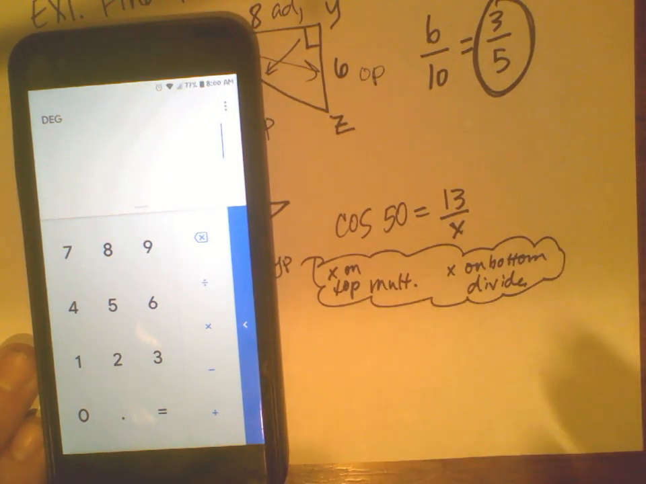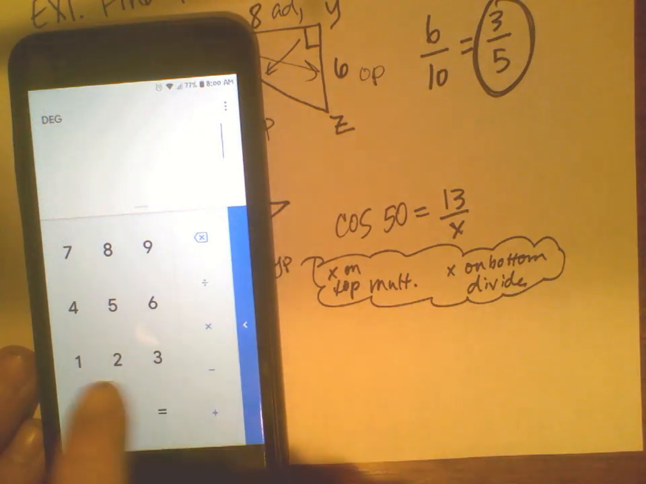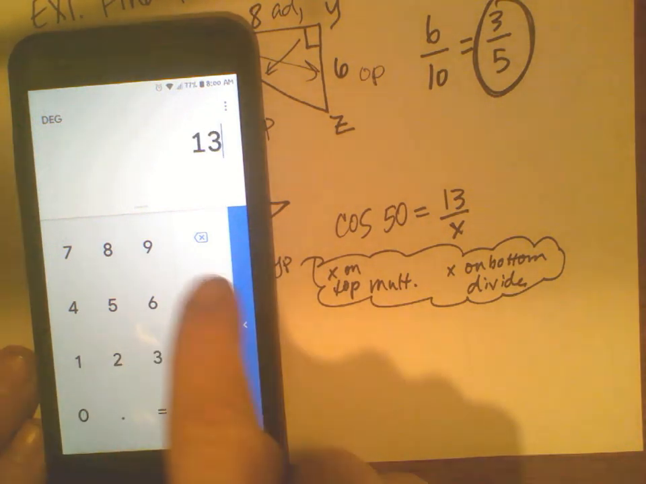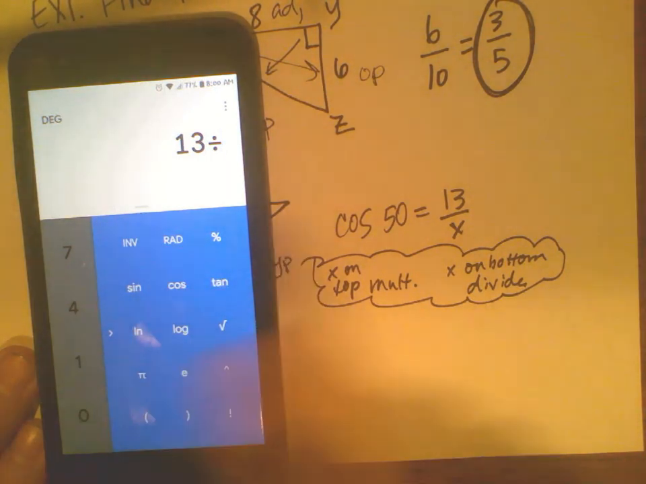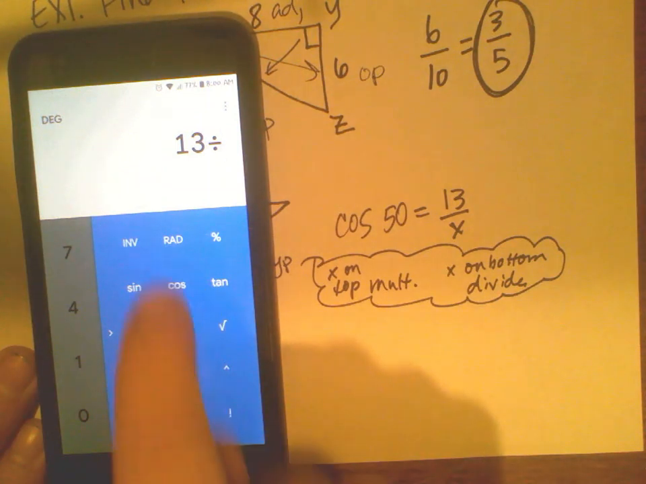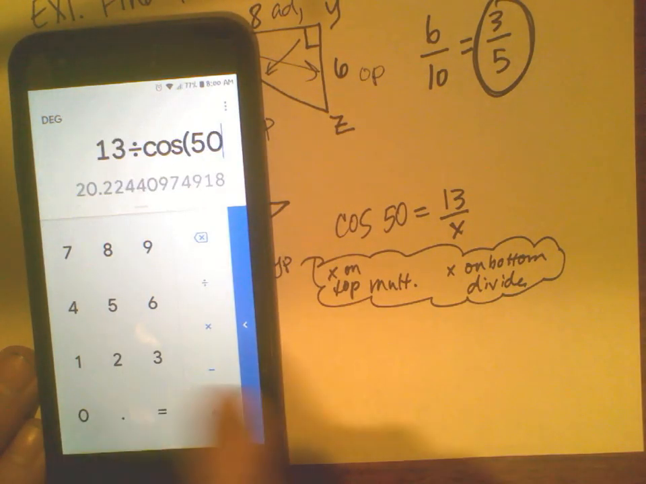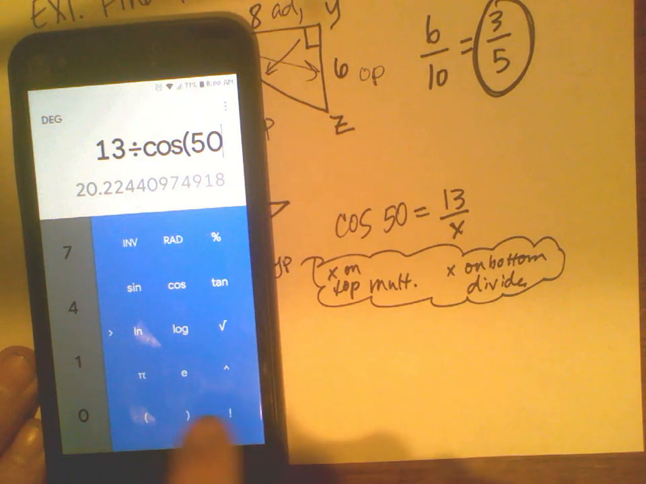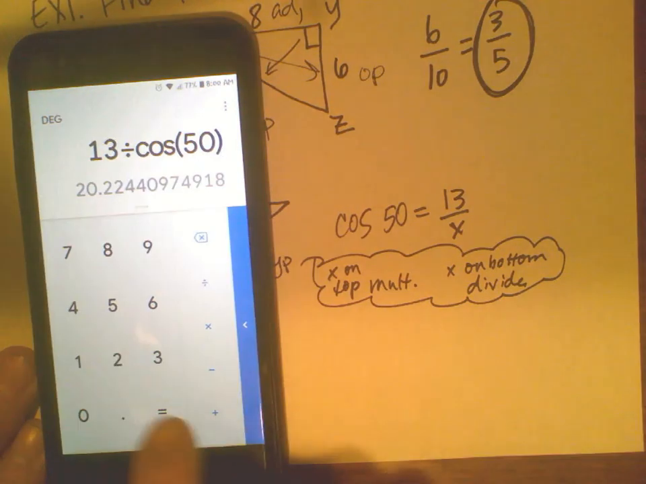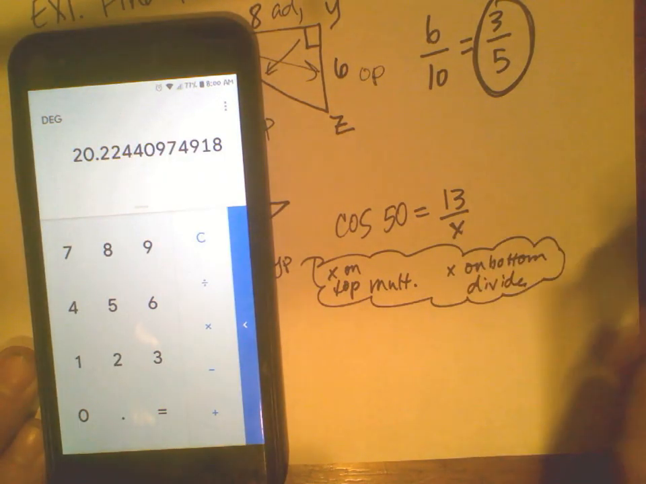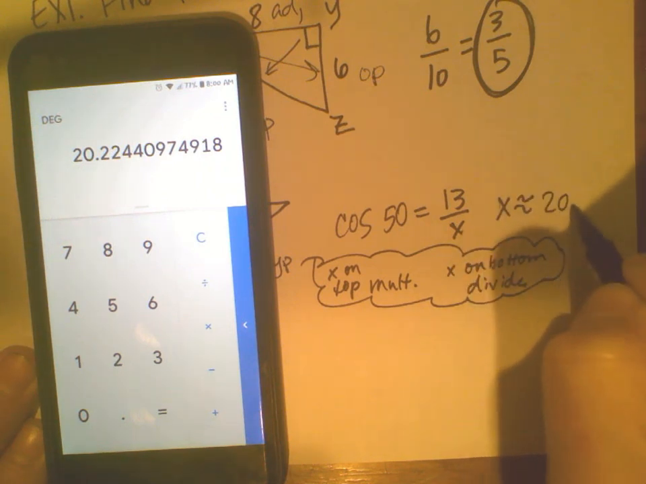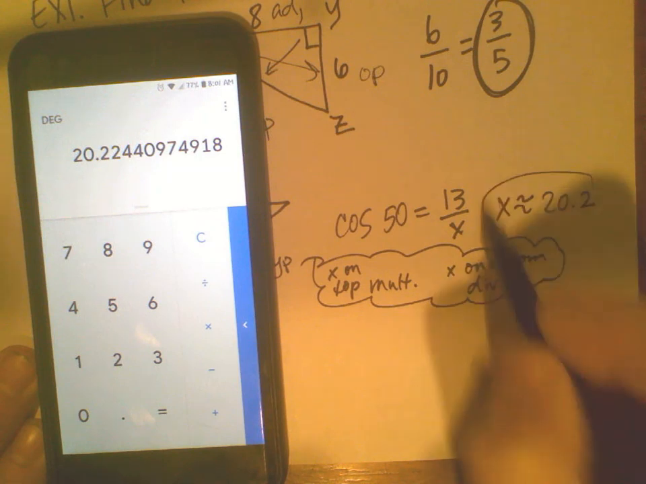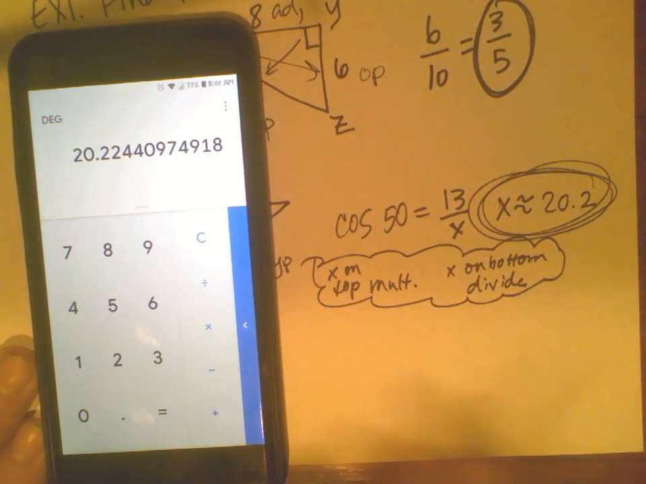Remember, if you use your phone, that's fine. So I'm going to do 13 divided by, and I have to go into my extra screen. Again, some of you guys tip your phone. This is the cosine of 50. I will close that parenthesis and then hit equals. And so my x is roughly 20.2. So that would be my final answer for that one.